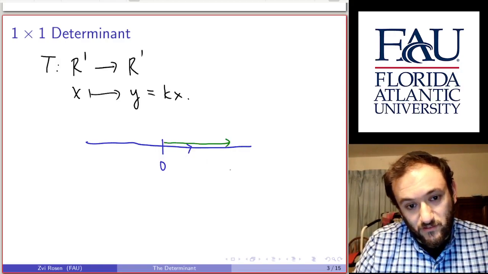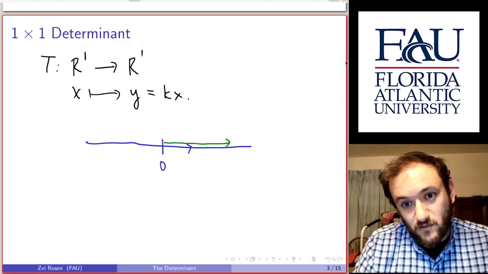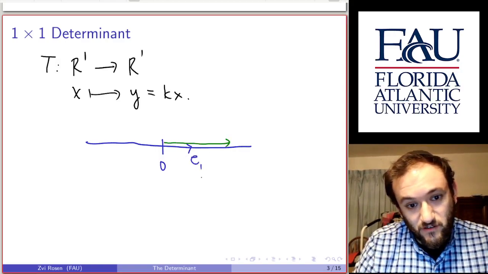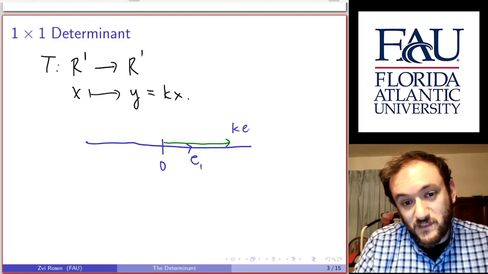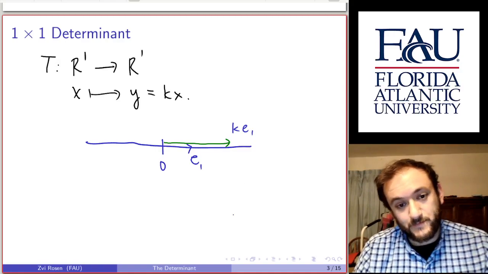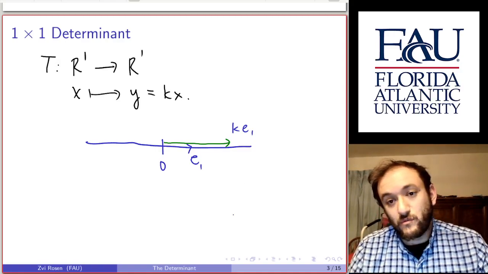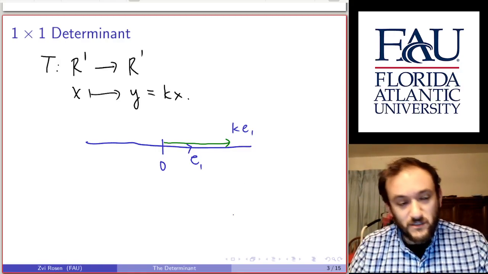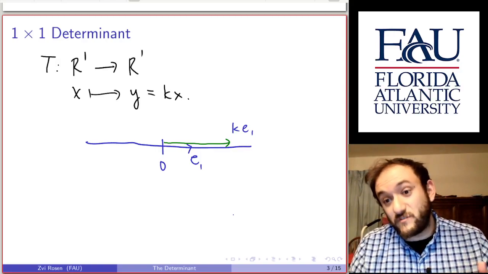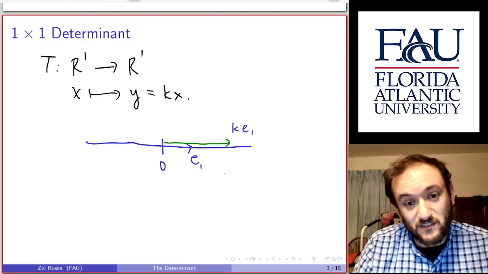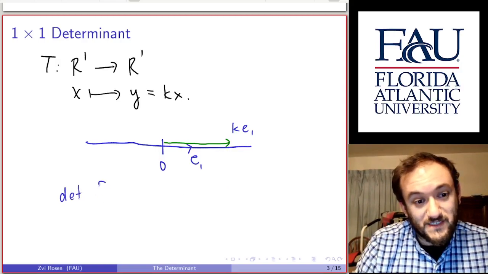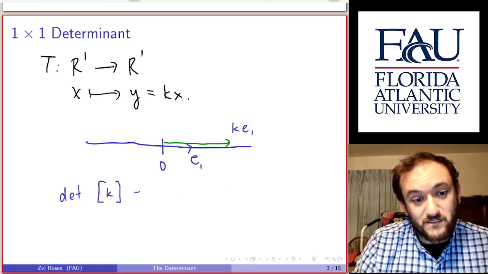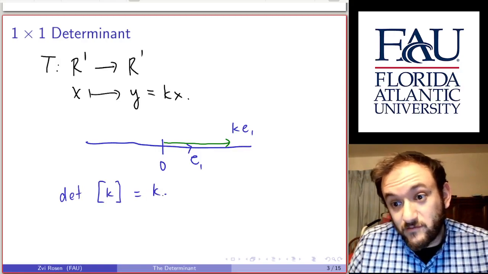Okay, and if we want, we can just keep this to be the unit vector, and then this will be k times the unit vector. Okay? And so if we're describing the determinant as a stretch factor, a volume stretch factor, then this is clearly going to be the determinant of the matrix K is going to be just the number K.